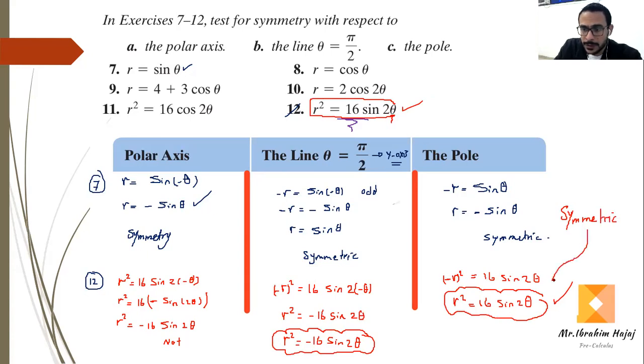It's symmetric only, guys, about the pole. So now for this kind of equation questions, guys, we test for symmetry with respect to the polar axis, the y-axis, the line theta equals pi over 2, or the pole. For the polar axis, we replace every theta by negative theta. For the line theta equals pi over 2, we replace every r by negative r, and we replace every theta by negative theta. For the pole, we replace only the r by negative r.